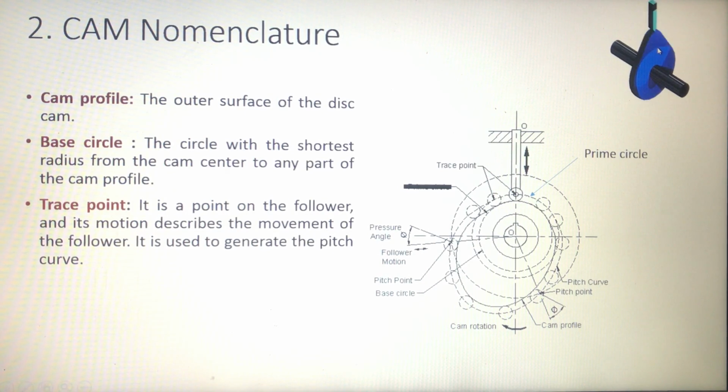In case of a knife edge follower, the free end of this follower, which is touching the outer surface of the cam profile, becomes the tracing point. Here, the connecting point between the follower and the roller becomes the tracing point. These are the different tracing points at different instants of time.